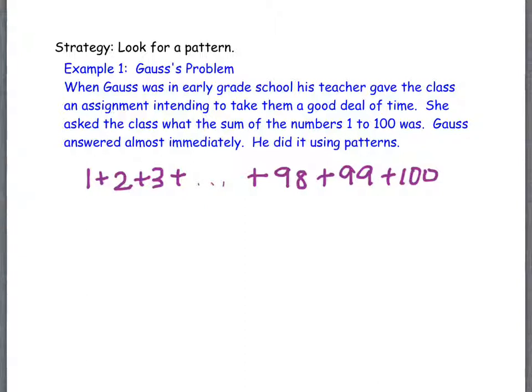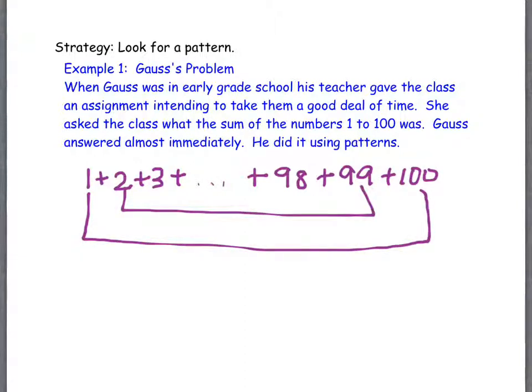And then what we're going to do is actually pair them up. And we're going to pair them up in such a way that we pair the first one with the last one, the second one with the second to last one, the third one with the third to last one, and so on. What happens when you add 1 and 100 together? You get 101. What happens when you add 2 and 99? And 3 and 98?